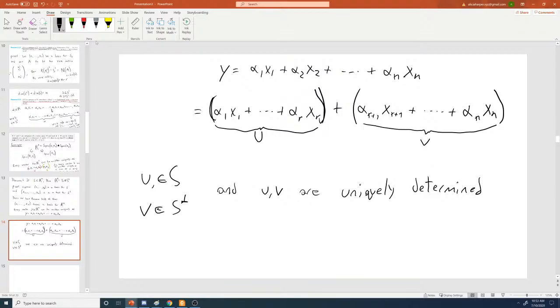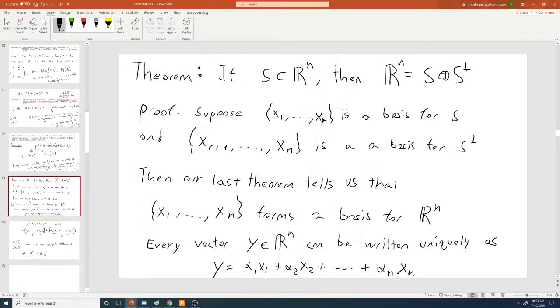Consequently, it follows that Rn has to be equal to the direct sum of S with the orthogonal complement of S. And this completes the proof of this theorem. So this is one way that you can find direct sum decompositions. You simply take a space S, you form its orthogonal complement, and then you can write every vector in the ambient space uniquely as a vector in S plus a vector in the orthogonal complement of S.